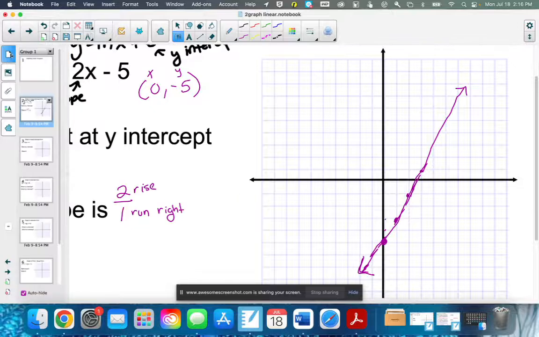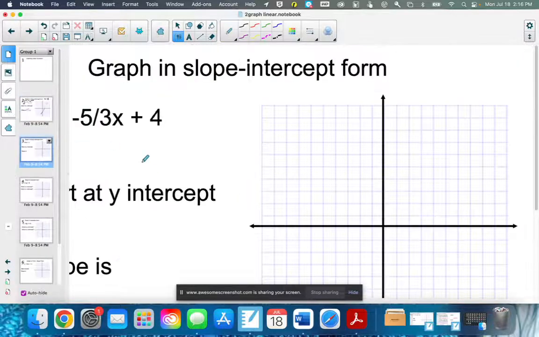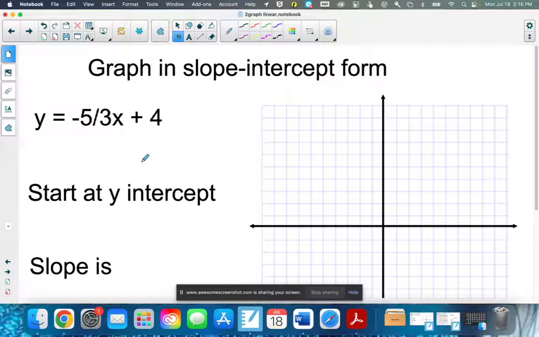All right, so let's try another one in this form. Again, slope-intercept form. Our y-intercept, remember that is b. So my y-intercept is the point 0, 4, 4 places up on the y-axis. And our slope, again, is m, whatever's in front of the x. So that is -5 over 3. So I'm going to rise negative, that means we're going down, and I'm going to run 3 to the right.